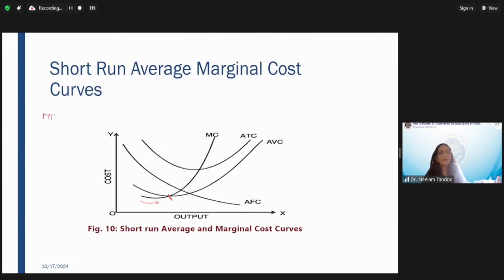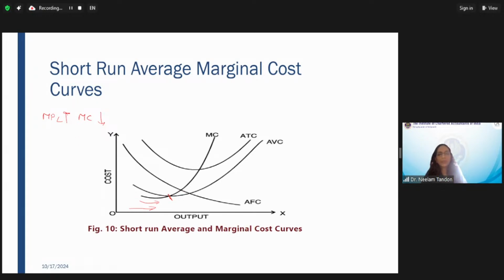We have shared that when you increase the output here, the marginal product of labor increases. When the marginal product of labor increases, marginal cost will decrease. So as you increase the output, why is the marginal product of labor increasing? Underutilization of fixed factors, isn't it? So this is because of the law of variable proportion.